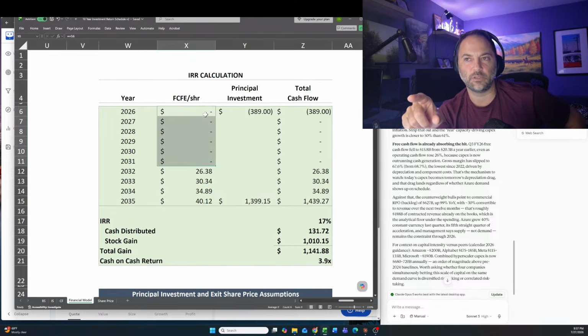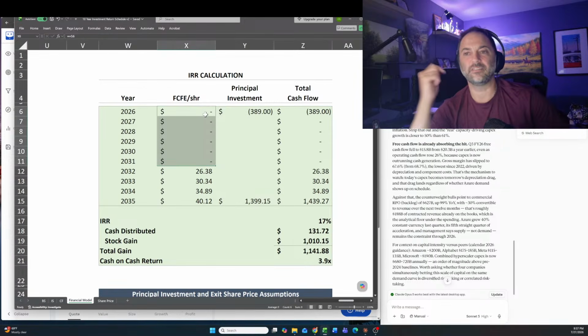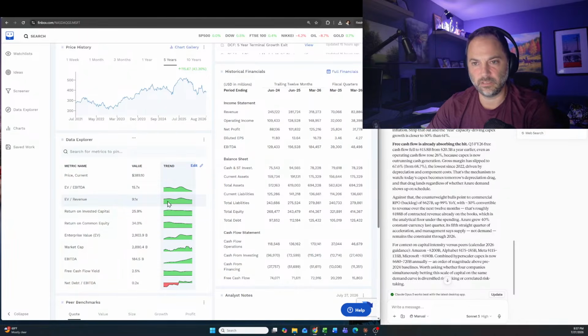No free cash flow. You still get a dividend though, so it's not quite fair. But you get 17% return over the long term. I think that's pretty decent. What is the dividend yield currently? We could plug that in. Free cash flow 2.5.